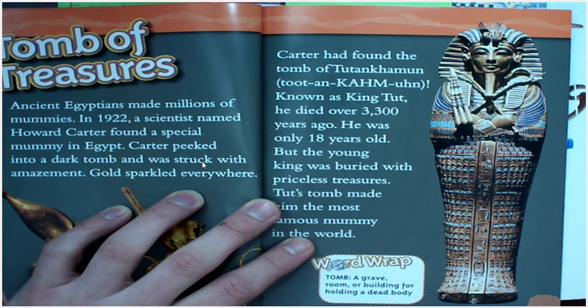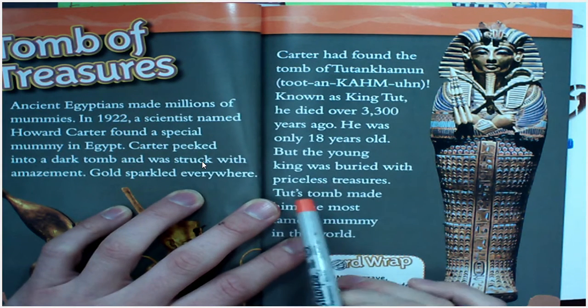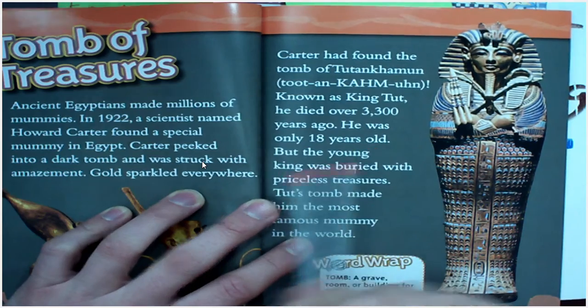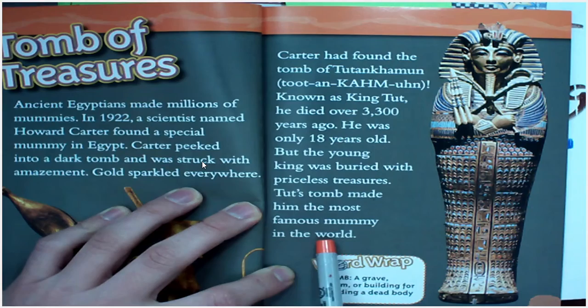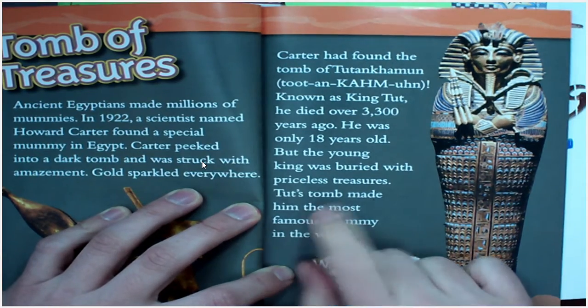Did I read about why he was famous? I did read something about why he was famous. I'm going to reread and just check. He was only 18 years old, but the young king was buried with priceless treasures. Tut's tomb made him the most famous mummy in the world. So I think he was famous because of the priceless treasures he was buried with.